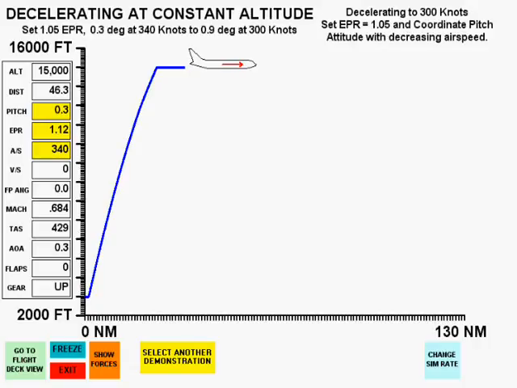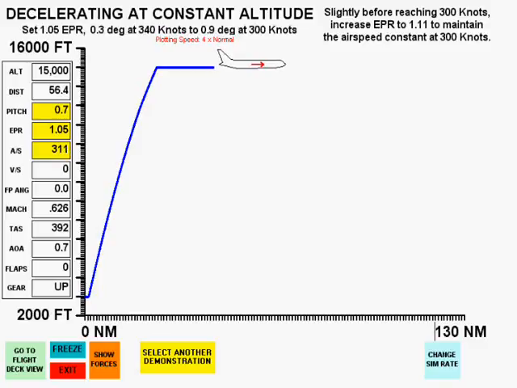Now we will decelerate to 300 knots. We first set the EPR to 1.05 and then coordinate a pitch increase with decreasing speed. Approaching 300 knots, we will increase the EPR to 1.11 to maintain 300.